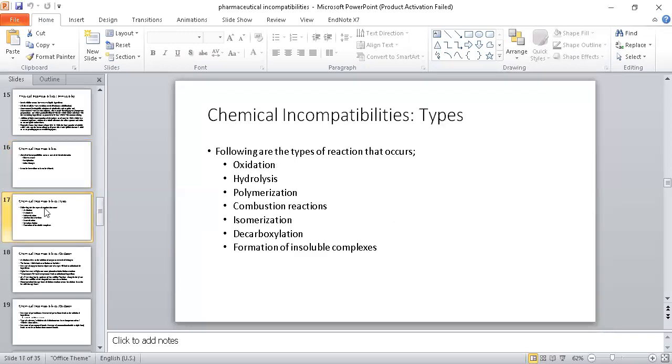In chemical incompatibility, different types of reactions occur. Following are the types of reaction that occur: oxidation, hydrolysis, polymerization, combustion reactions, isomerization, decarboxylation, and formation of insoluble complexes. We will discuss these types step by step.